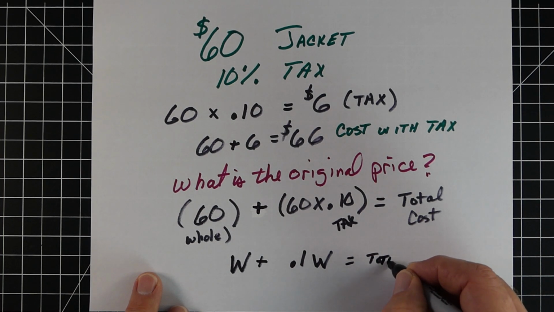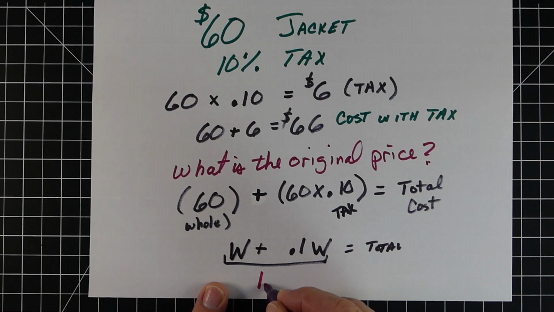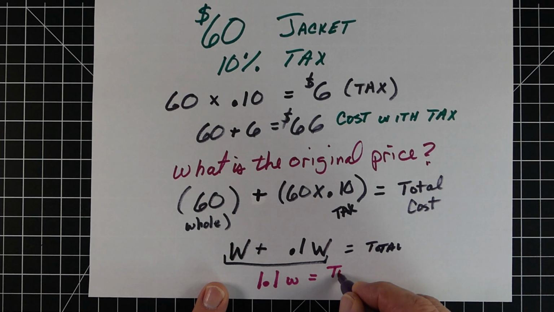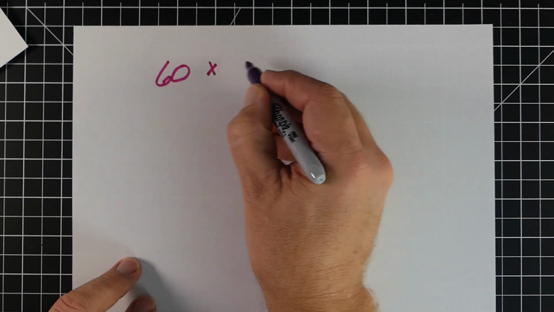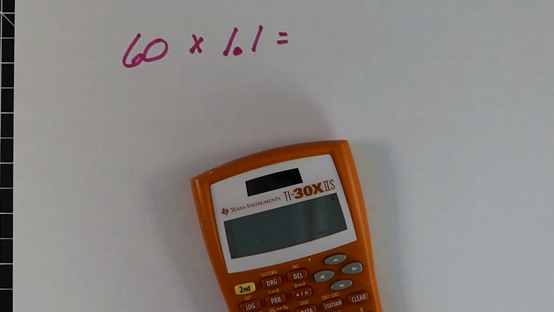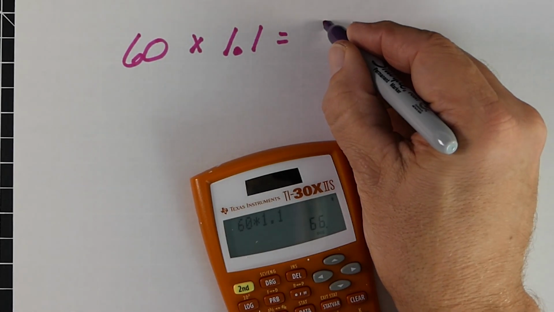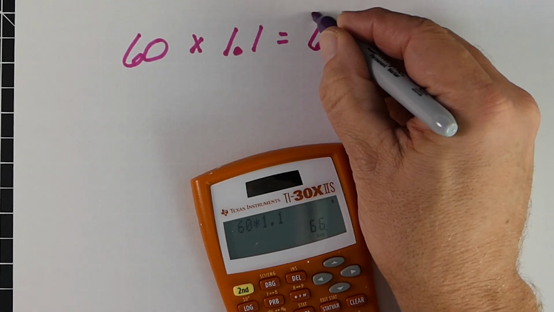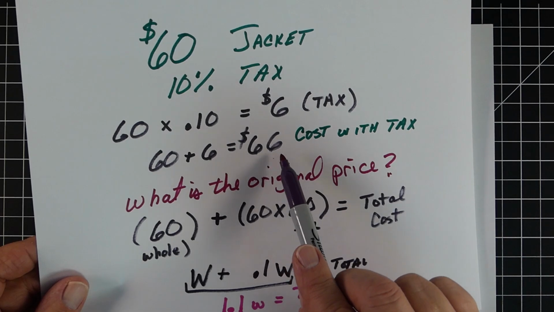Now we could use a variable like W to represent the whole amount. If we combine the whole amount and the 10%, it would be 1.1. The W would represent 1. So we know that if we took the $60 and multiplied it by 1.1, that should give us our answer. If we take 60 times 1.1 on our calculator, you can see we get 66. And that was the cost that we came up with with tax.